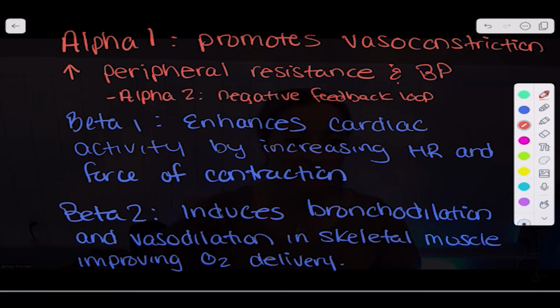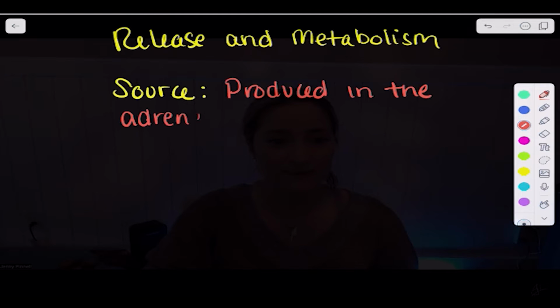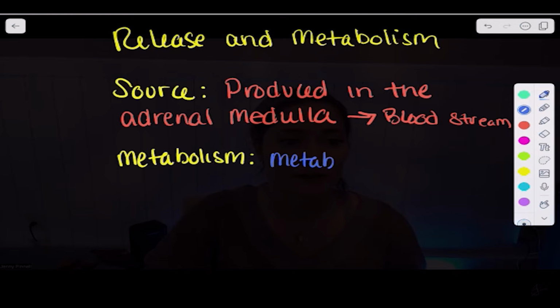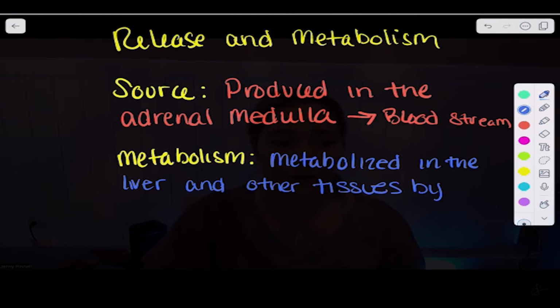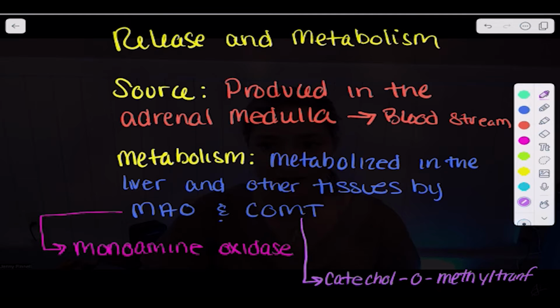Let's go on to the release and metabolism. Epinephrine is produced in the adrenal medulla and released into the bloodstream during stress. The metabolism of epinephrine is primarily through the liver and other tissues with the enzymes MAO, which stands for monoamine oxidase, and COMT, which stands for catechol-O-methyltransferase.